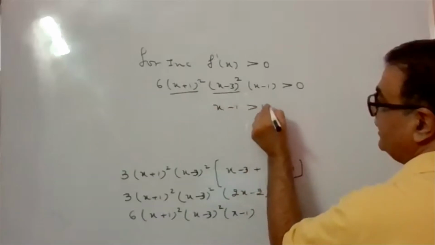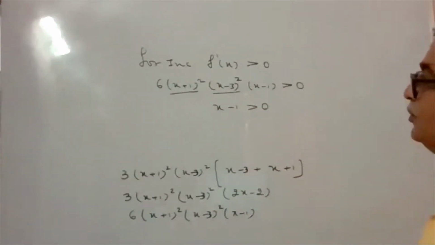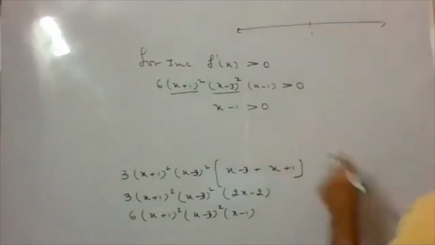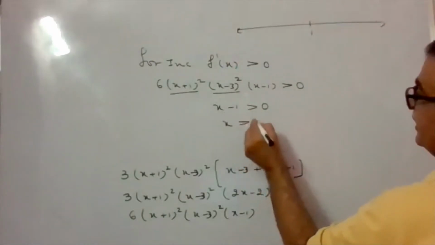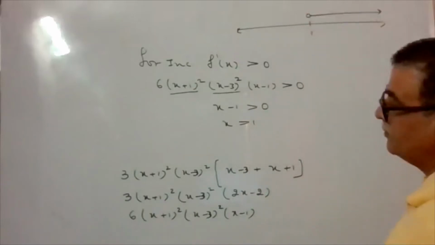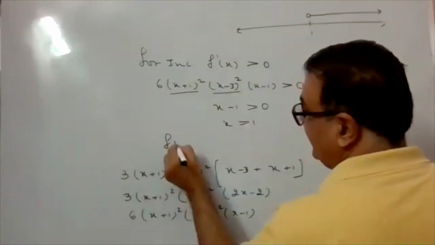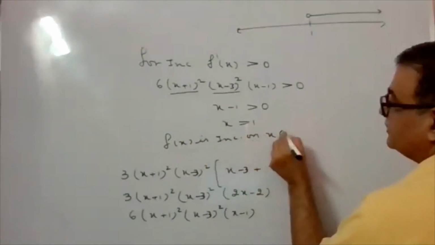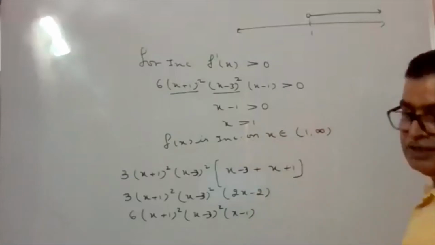So I should say x minus 1 has to be greater than 0. This is your number line. It is 1 here. It says x is greater than 1. Greater than 1 here. So therefore, I should say f(x) is increasing on x belongs to 1 to infinity.